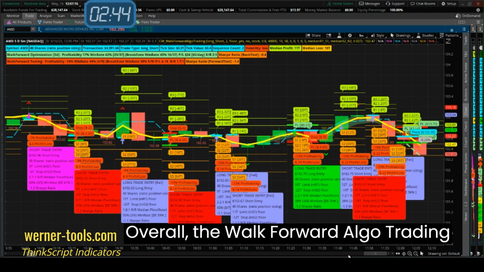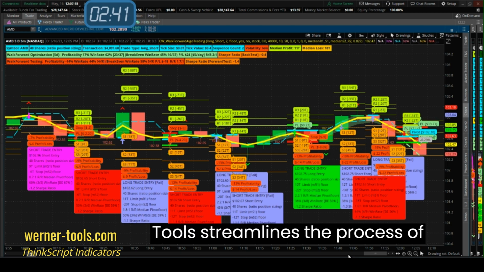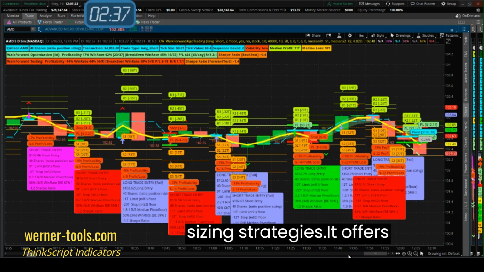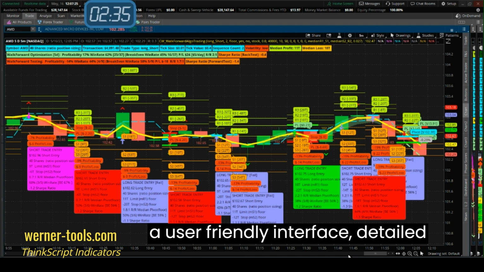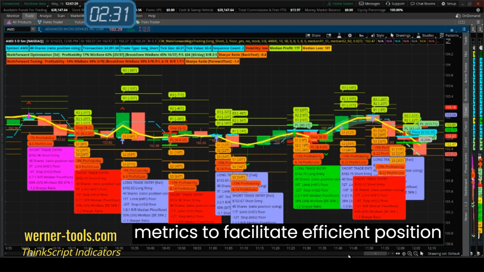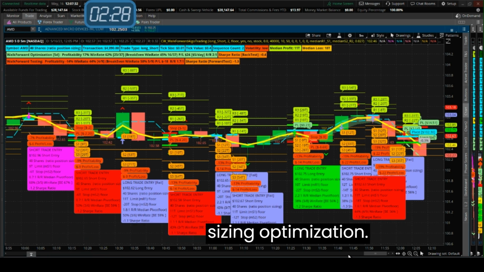Overall, the Walk Forward Algo Trading tool streamlines the process of implementing and assessing position sizing strategies. It offers a user-friendly interface, detailed trade information, and robust evaluation metrics to facilitate efficient position sizing optimization.